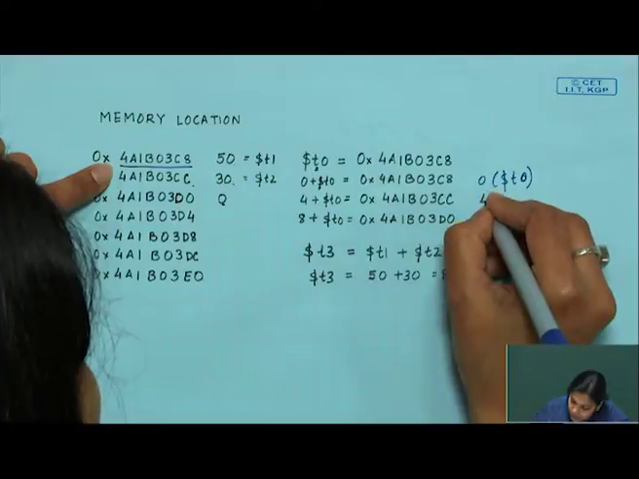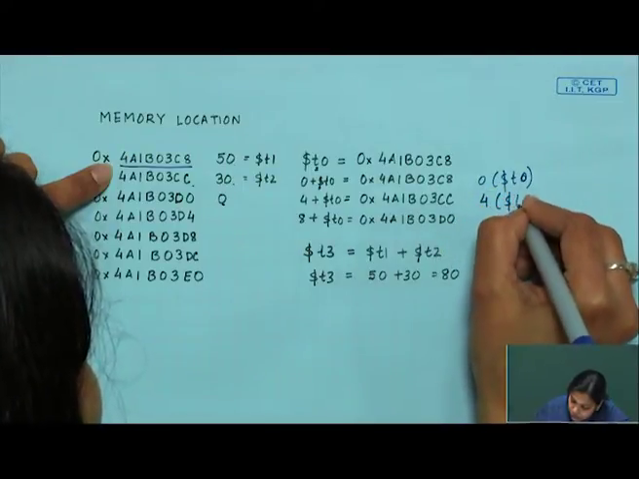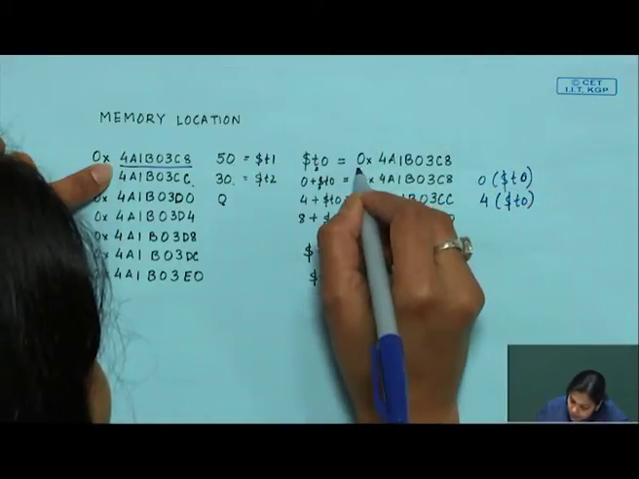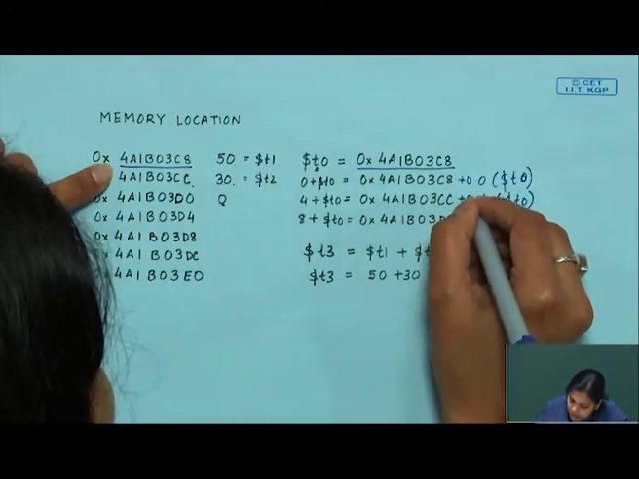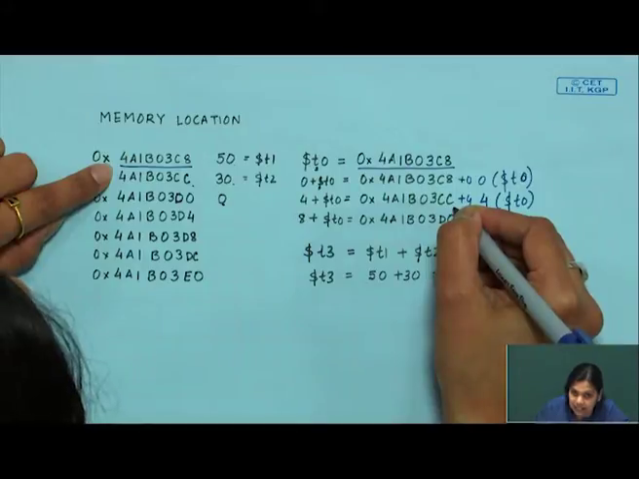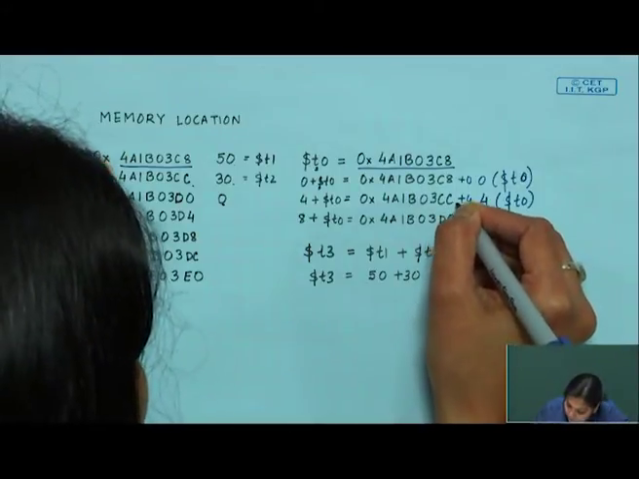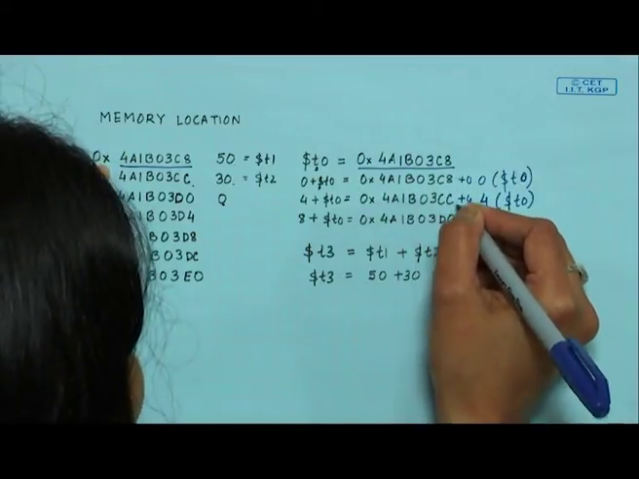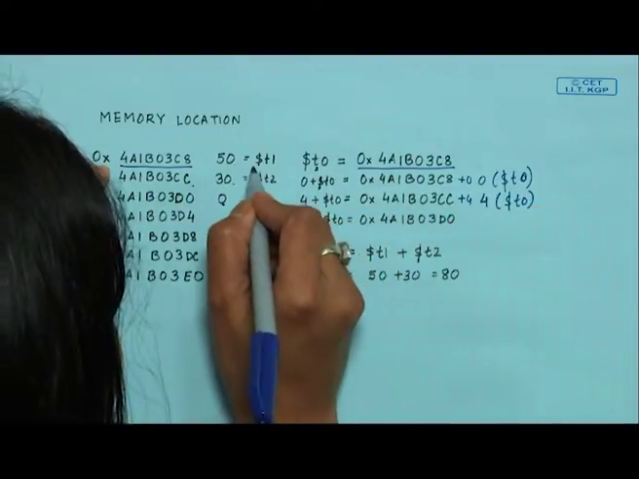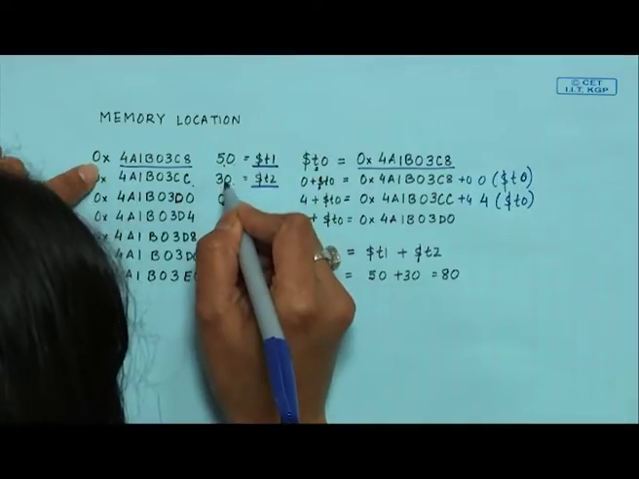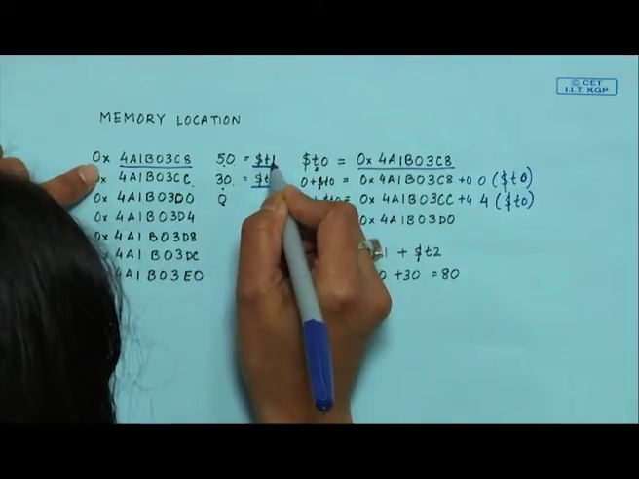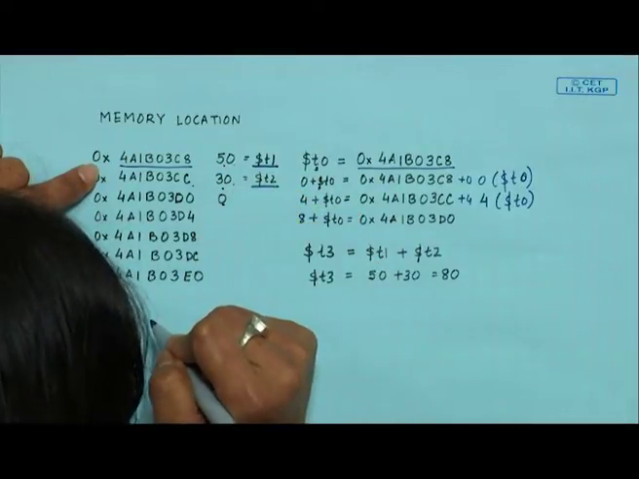Next, I am loading 4 of $T0. In T0 I have this constant address, but I am adding 0, and adding 4, to get the next address, and after getting the next address, those are loaded in these two registers, that is T1 and T2. Now, my 50 and 30 are loaded in T1 and T2.